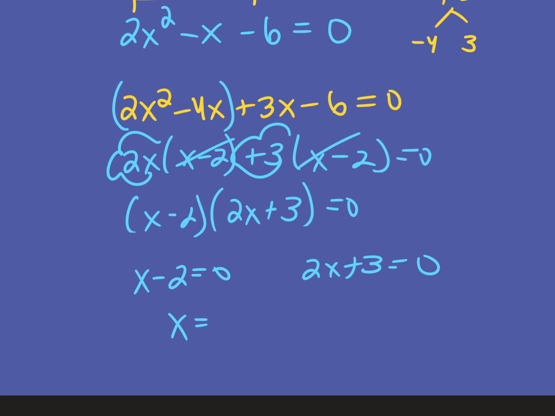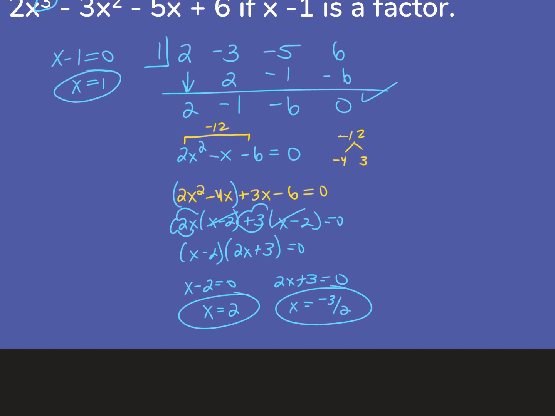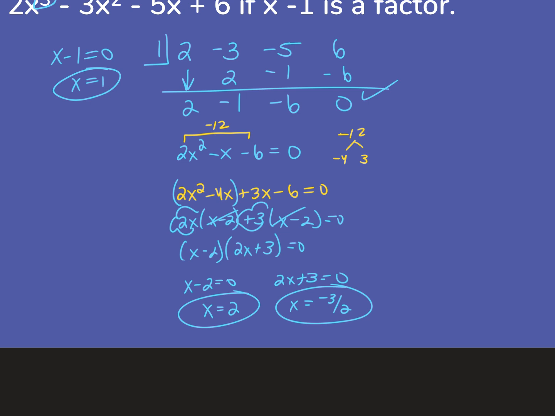So x equals 2. And x equals, move 3 over, it becomes negative, then divide by 2, so you have negative 3 over 2. So the way that the question is asked, to find the roots, the solutions, those will be x equals, x equals, x equals. If they say, what are the x-intercepts?